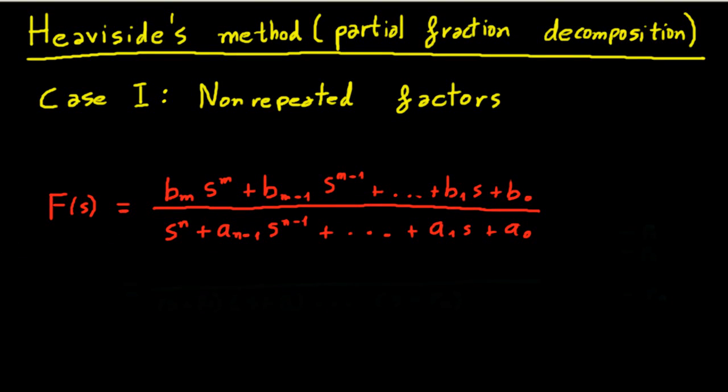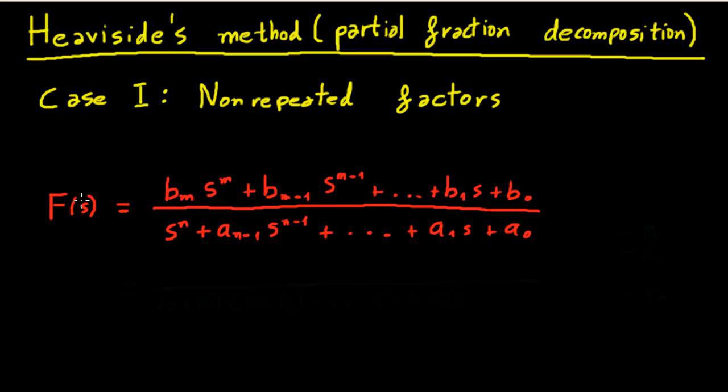Let's begin our discussion on how to get the inverse Laplace transform of some function F of s by applying the Heaviside method of partial fraction decomposition, and then using the inverse Laplace transform of the factors that are found.